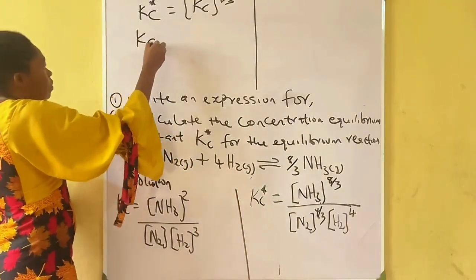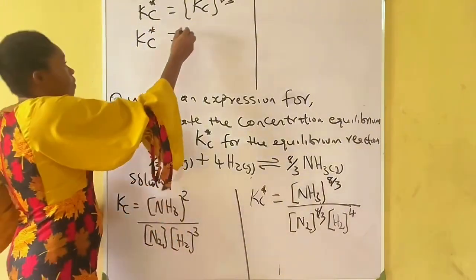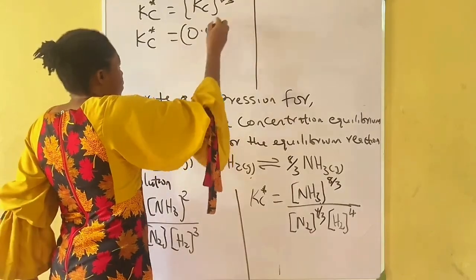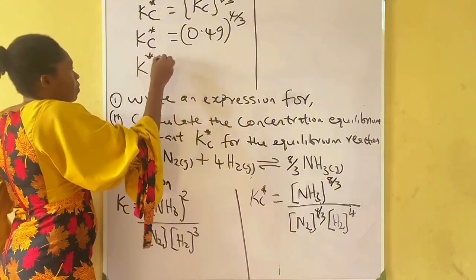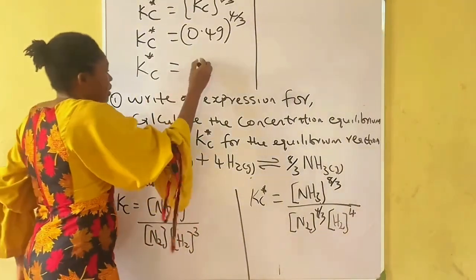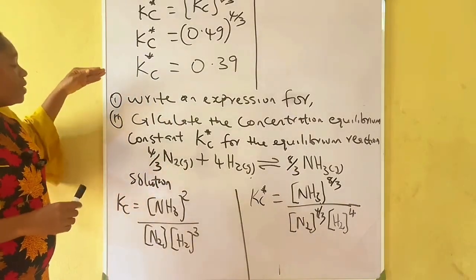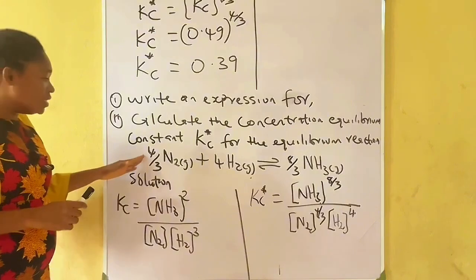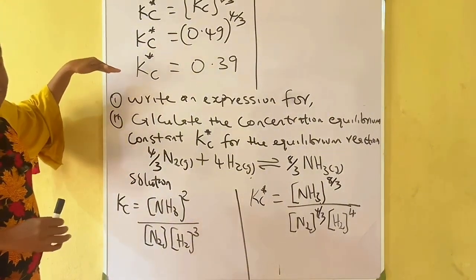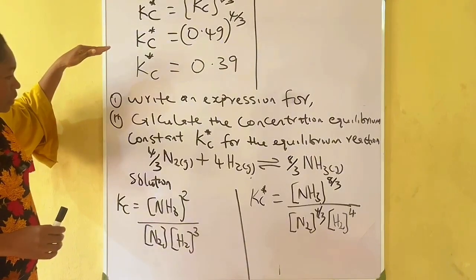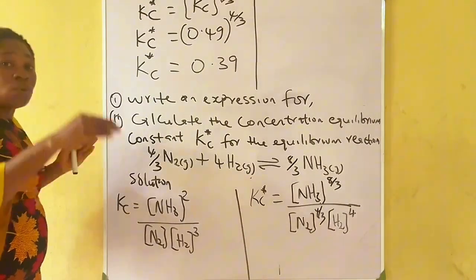So what's the value for Kc? The value for Kc is 0.49. So raise to the power 4/3. So Kc prime, we're having 0.39. So this is the answer. So anytime you're given an equation like the first equation and the other one is like this, look for the one that has the number of moles as 1 in the original equation, and raise it to the power of that factor. That factor raised to the power, the original equation.